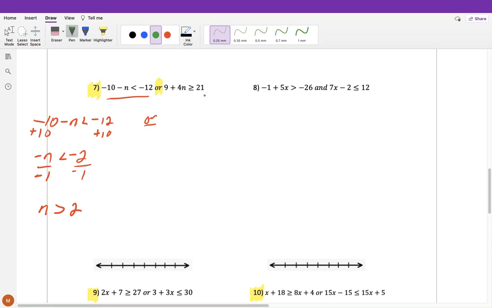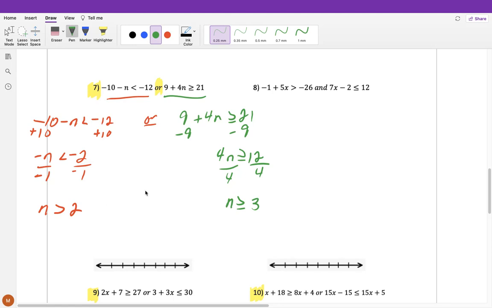And now we're going to go ahead and solve the other inequality. 9 plus 4n is greater than or equal to 21. So then we subtract the 9, so 4n is greater than or equal to 12. Divide by 4, n is greater than or equal to 3.